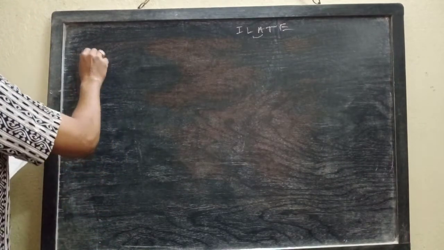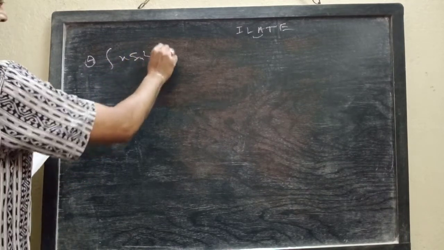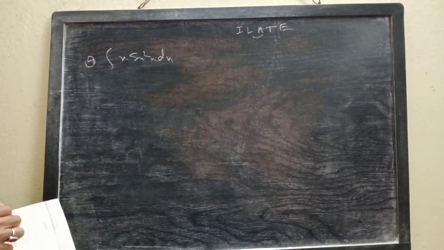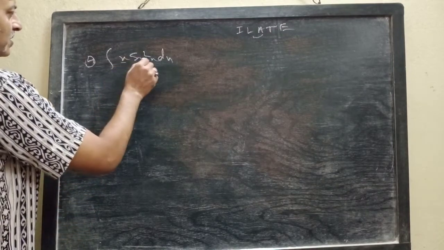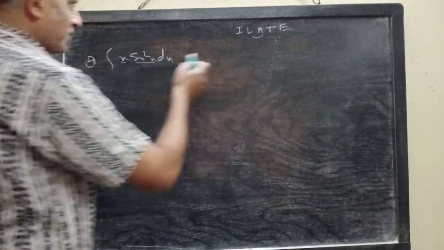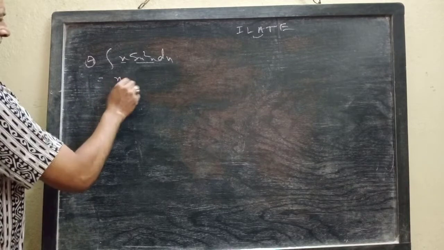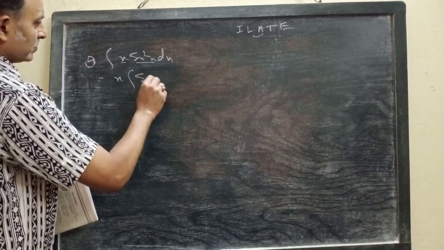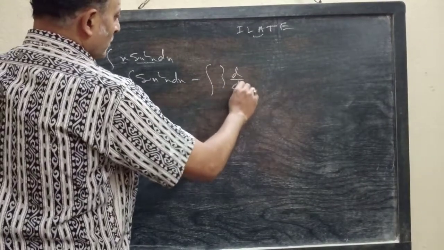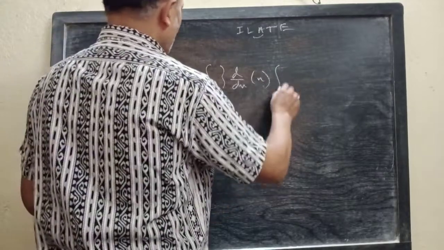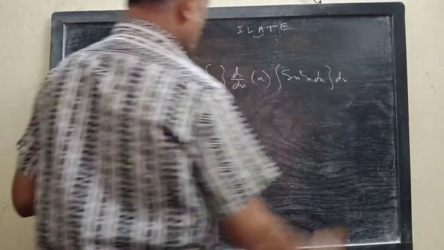Next, number 4, integration x sin square x dx. Look, this is algebraic, this is trigonometric. Algebraic occurs before T, so here x will be taken as the first function. X integration sin square x dx minus integration, derivative of first function, integration sin square x dx, dx.